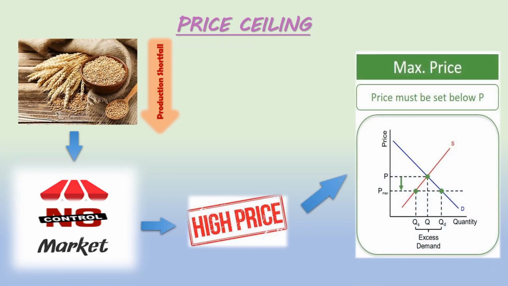In the figure, the price fixed by the government is below the equilibrium price. Here, D is the demand curve and S is the supply curve. The equilibrium price is P, which is so high that the buyers are suffering very much. To protect the buyers, suppose that the government has fixed the price P max, which is lower than P.